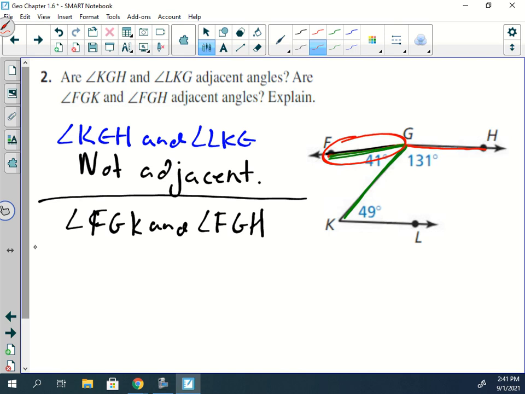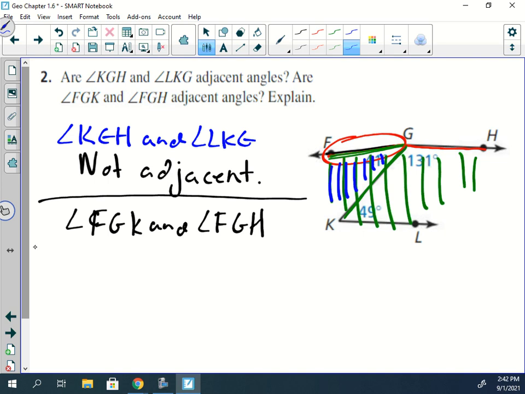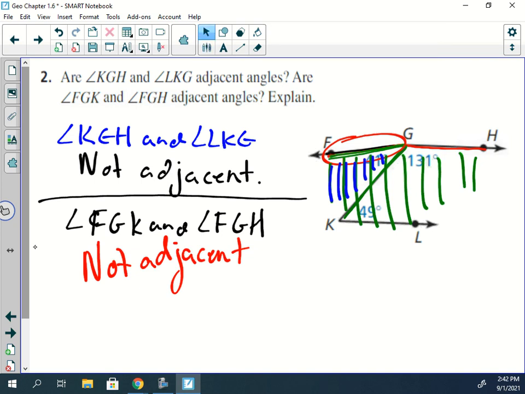Was there anything else about adjacent angles? They can't have any interior points in common, yes? FGH is all of this here, and FGK is all of this here. Do those overlap? Are they adjacent? No. Since they have common interior points, they are not adjacent. Any questions on this here?